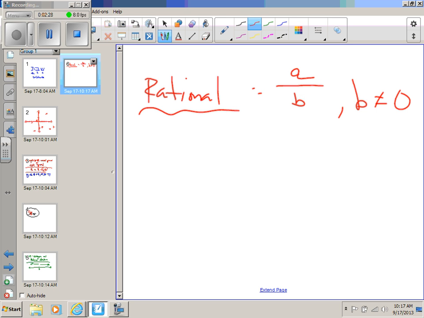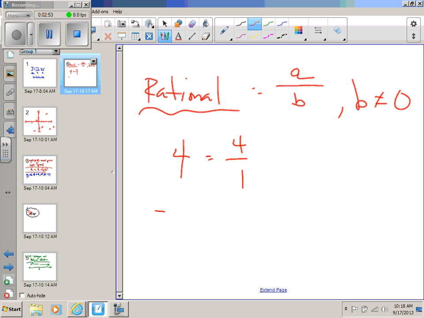For example, the number 4. Would 4 be considered a rational number? Can you put 4 into a over b form, Mark? How? Good. 4 over 1, 8 over 2. There are different ways in which it can be done. The value itself would still stay at 4, okay? So when you see that, that's fine.